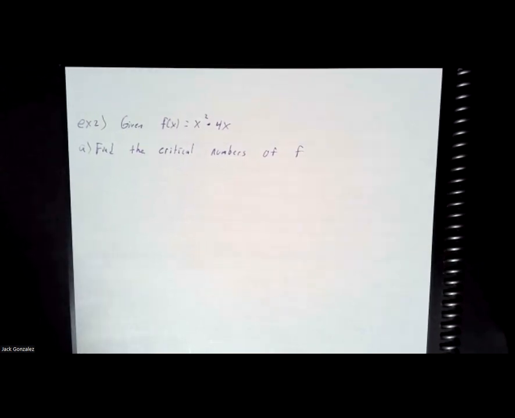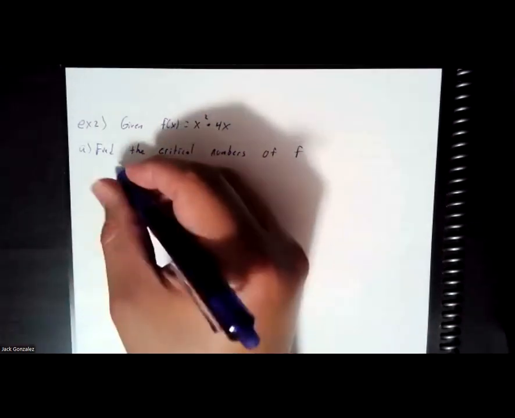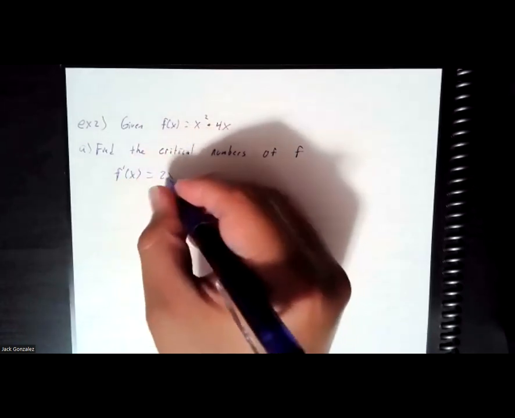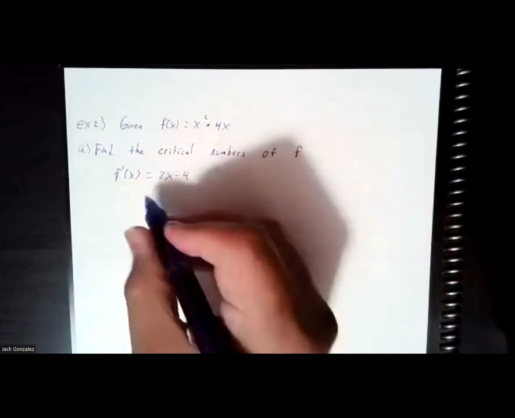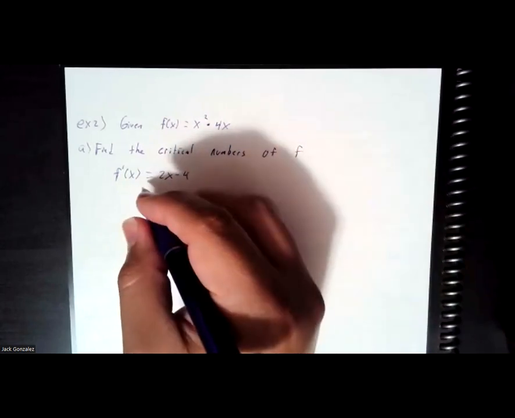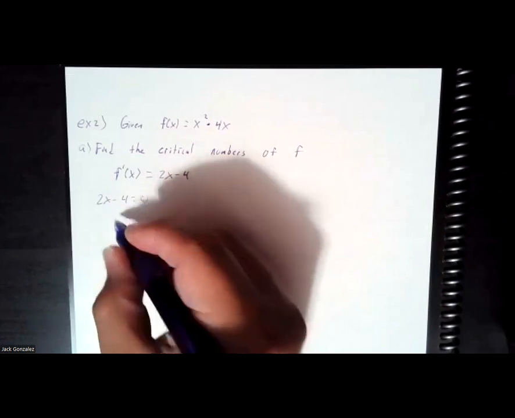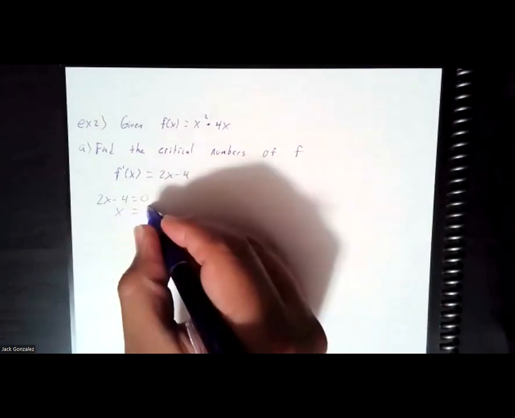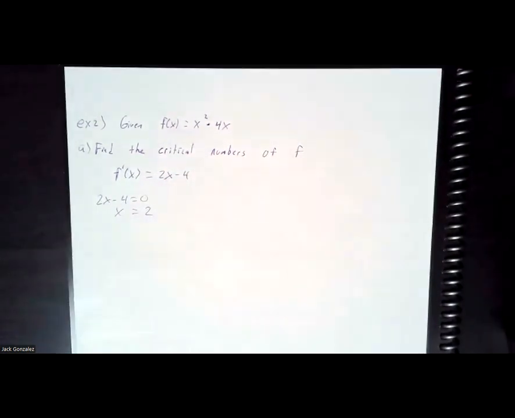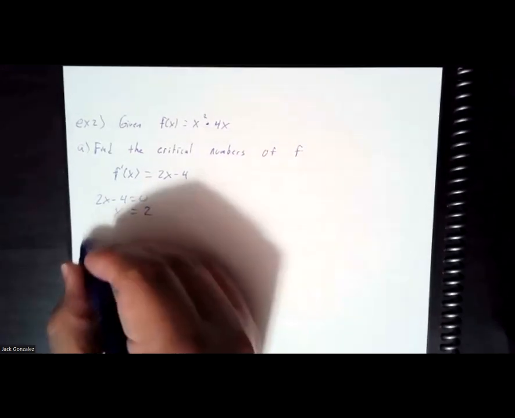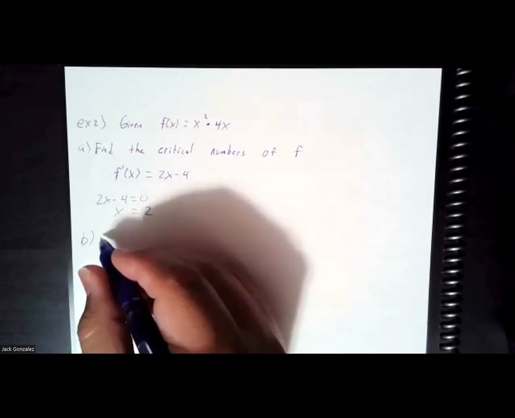Okay. To find the critical numbers, here's f. So f prime is equal to 2x minus 4. Set this guy to 0 to find it. So this would be 2x minus 4 equal to 0. Solve for x, you get 2, right? Okay. Yes.